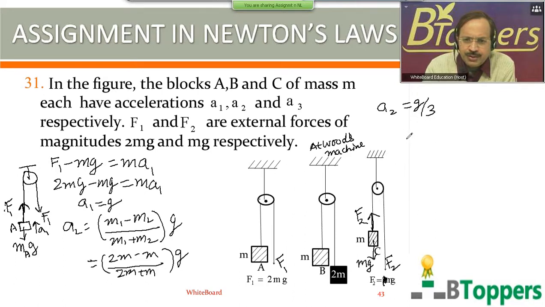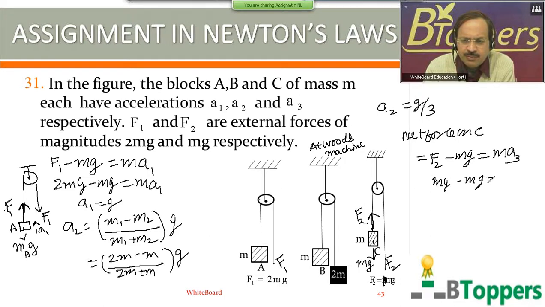So net force on the block C, if you take upward direction as positive, will be equal to F2 minus mg. That is called mass into its acceleration. Here F2 equals mg. So you get acceleration A3 equal to 0 in the third case. So if you compare A1, A2 and A3, you can observe that A1 is greater than A2, which is greater than A3.